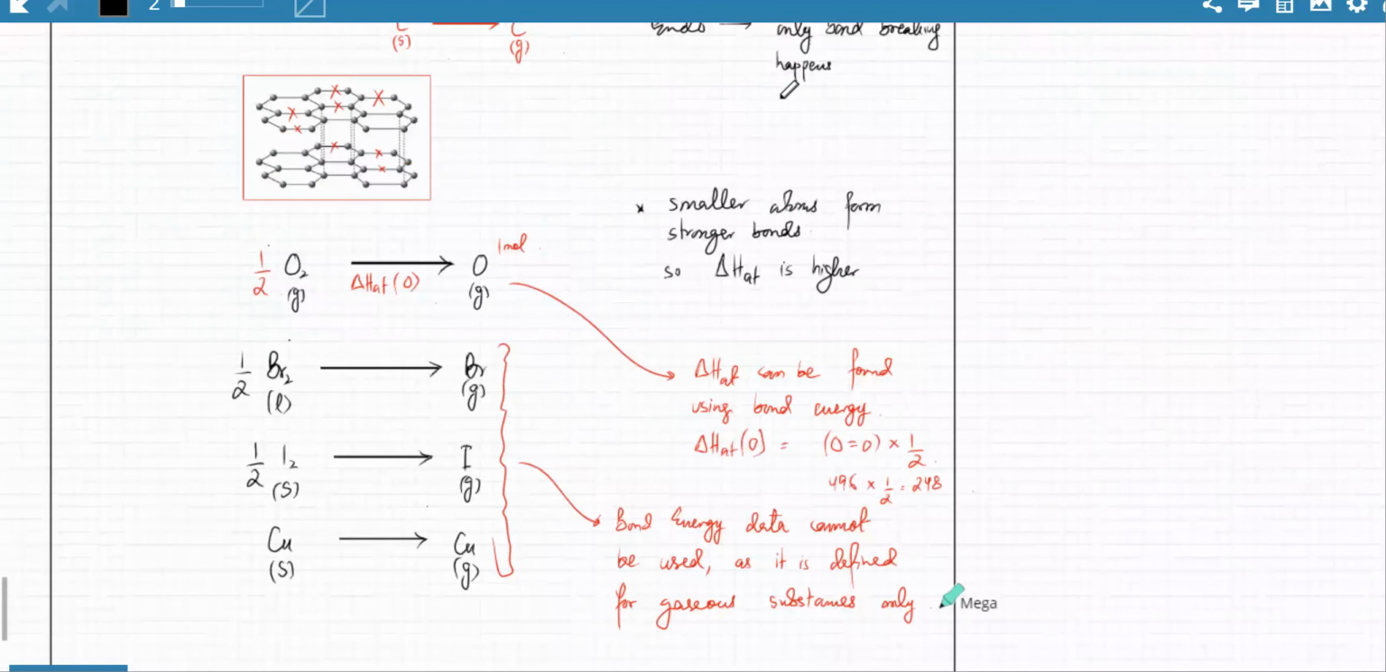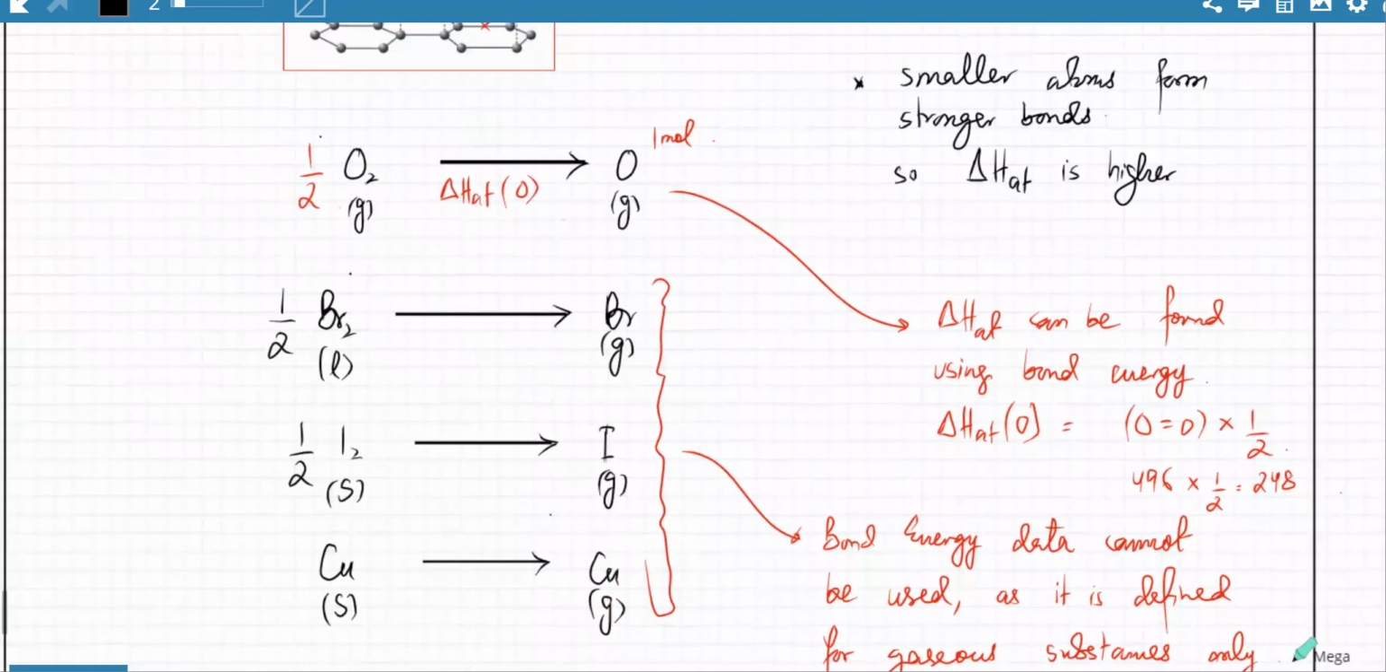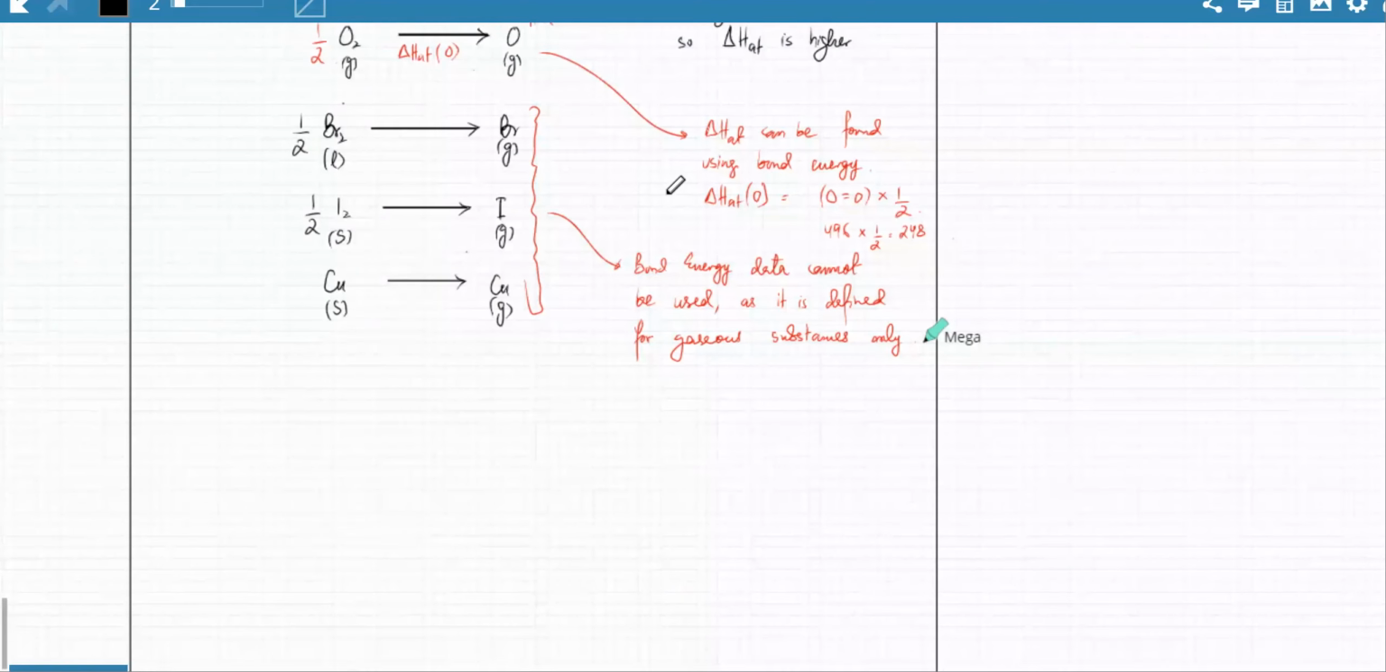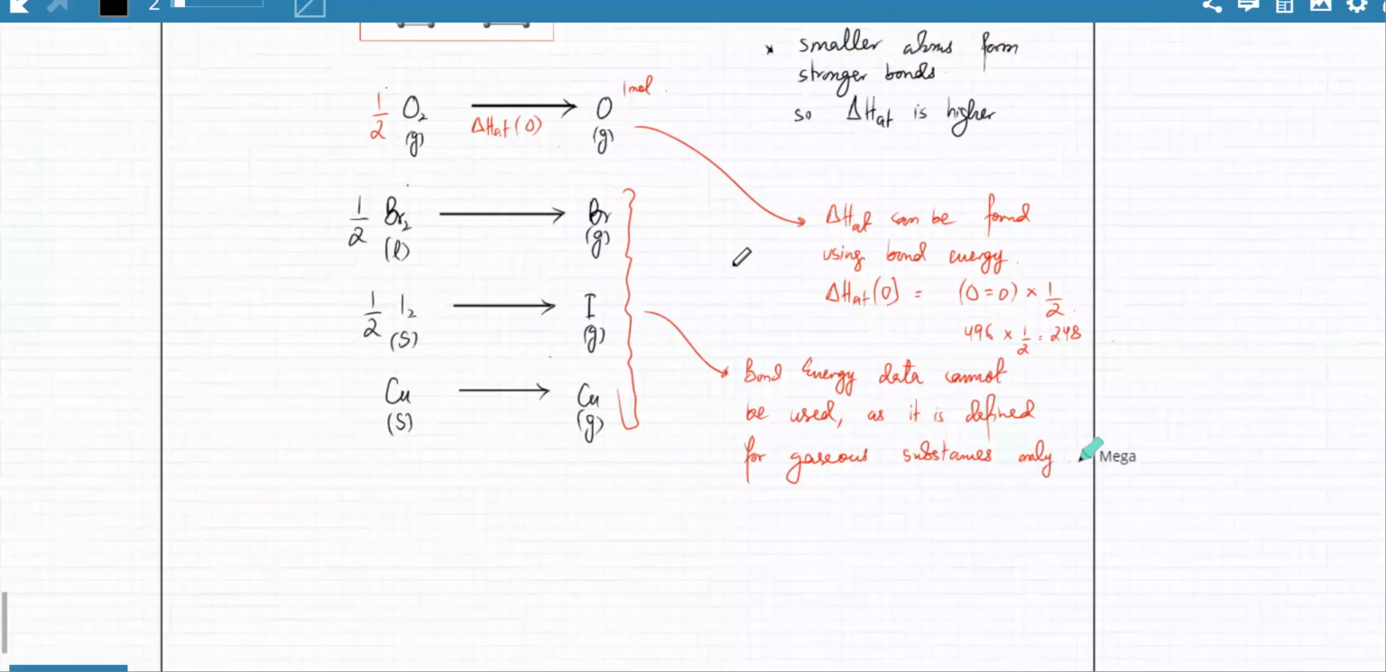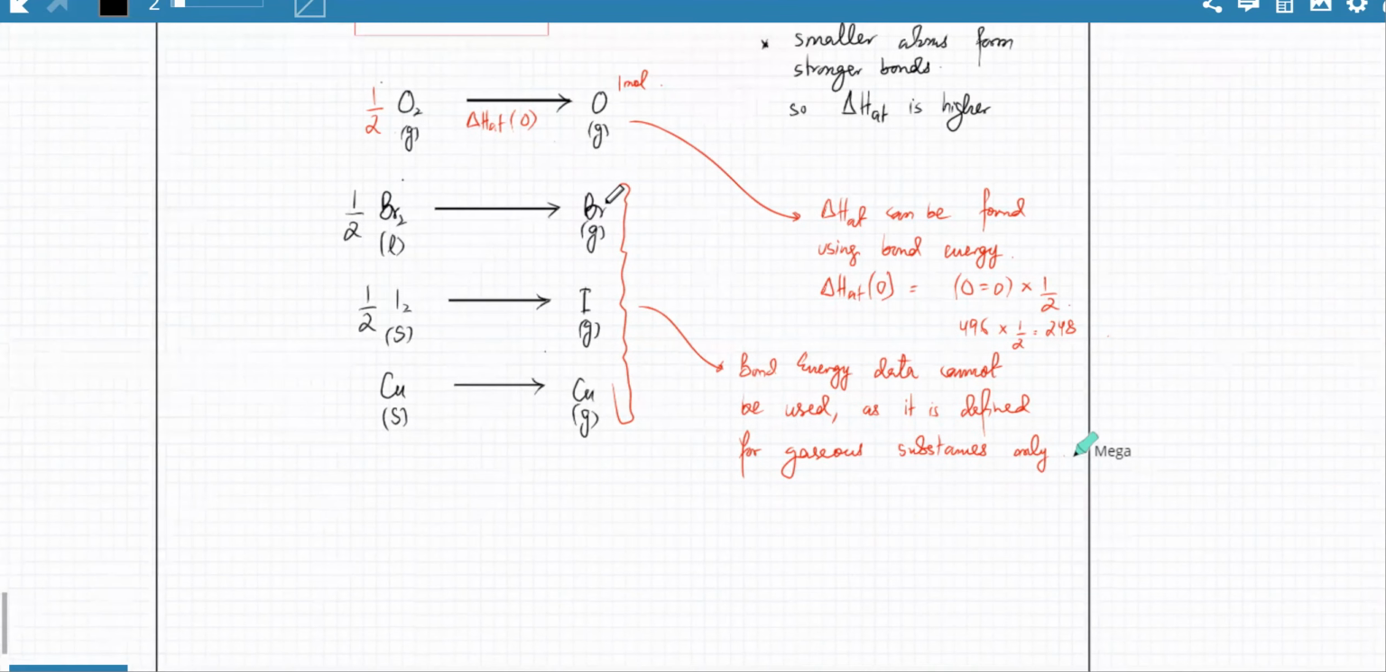So this is enthalpy change of atomization. Just remember that you're just breaking the bonds in an element to form gaseous atoms, and the atoms must be 1 mole. Also, there are only a few times you can actually use bond energies in the data booklet. Otherwise, this value, like the enthalpy of atomization of bromine, would be given to you in the question. You can't really find it in the data booklet.